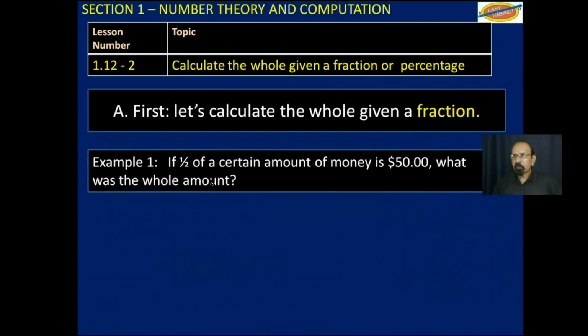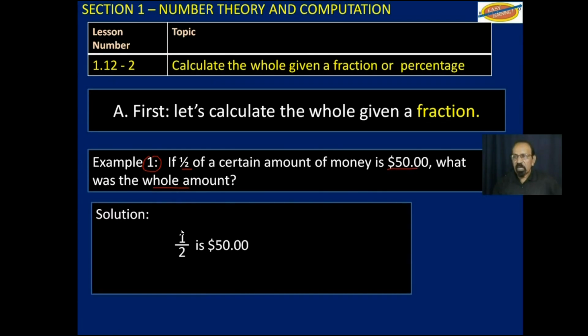Example 1, which is a fairly easy example. If half of a certain amount of money is $50, what is the whole amount? Now I know this is pretty easy. I mean, if half of the money is $50, then the whole amount must be 100. But we are learning a principle here that we will use in all such situations.